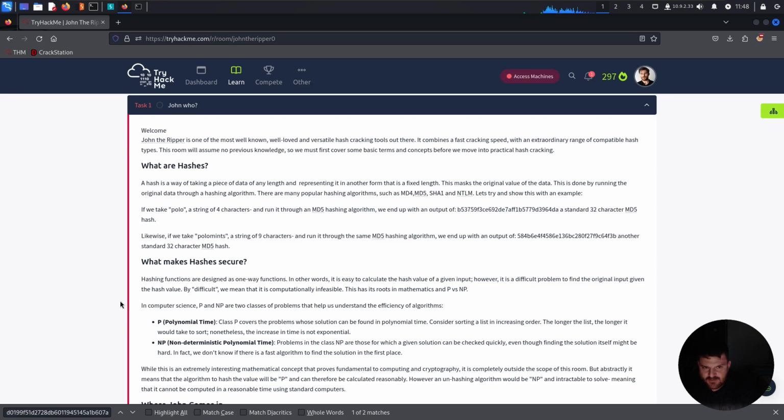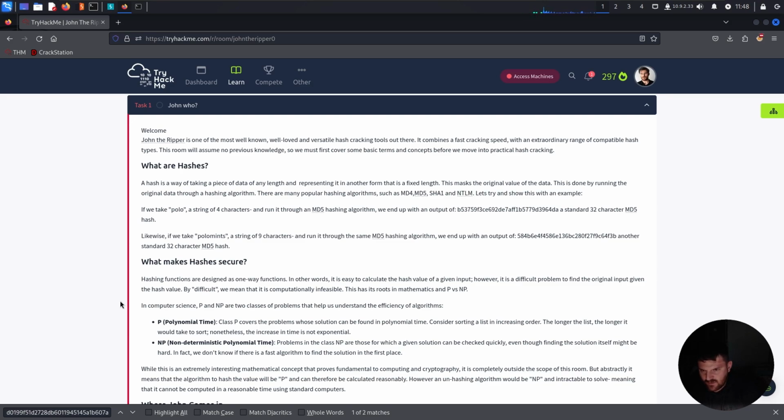It combines a fast cracking speed with an extraordinary range of compatible hash types. This room will assume no previous knowledge, so we must first cover some basic terms and concepts before we move into practical hash cracking. What are hashes?